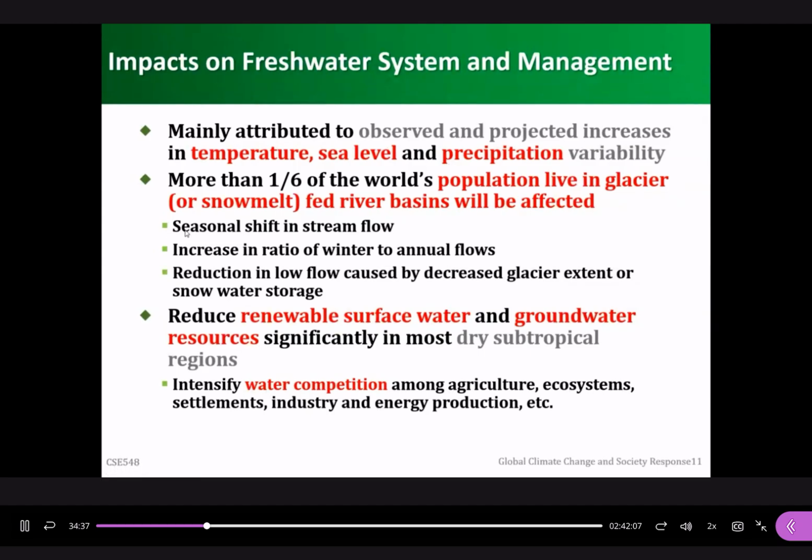Seasonal change means temperature increase will cause higher temperature in winter. So there will be more melting water in the winter, so it increases the runoff in winter. So the second thing we can see, it increases the ratio of winter to annual flows because the melting in the winter is enhanced.